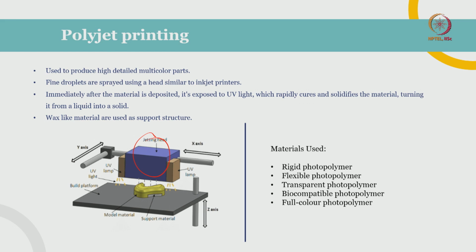So we will have a jetting head, and this print head will spray photopolymers onto a base or above the already printed layer, and once it touches that part, it will immediately cure or solidify with the help of UV light, which is attached to the print head itself. This print head also has mobility in the X and Y axes, and same as every printer, there is a Z axis which will lower by a certain level once every layer is printed. So this is how PolyJet printing works.